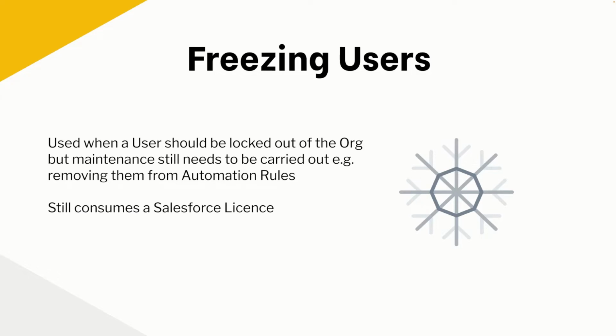So when you freeze a user, you lock them out of the org, meaning that they can't log in. However, they still consume a Salesforce license, meaning that you can't use that license for another user. You should freeze a user when you need to remove access to the org from them, but you still need to carry out maintenance before you fully deactivate them. An example of this would be if they were included in automation rules. You'd need to reconfigure the automation rules to ensure that there is cover for that user. So let's head into Salesforce and take a closer look.